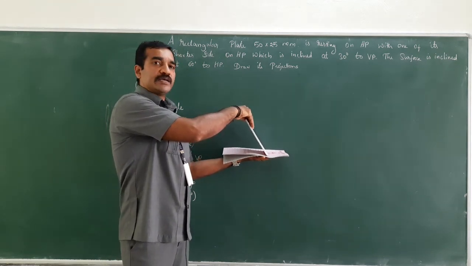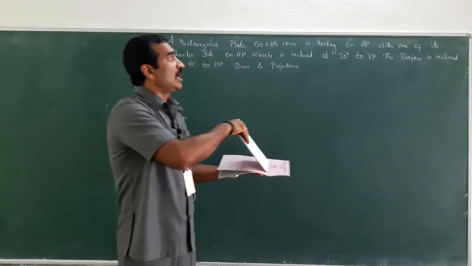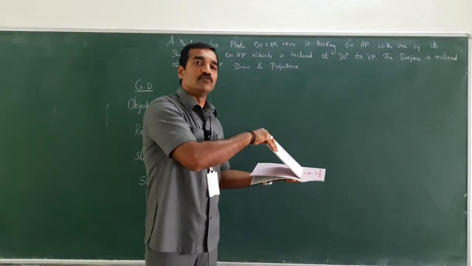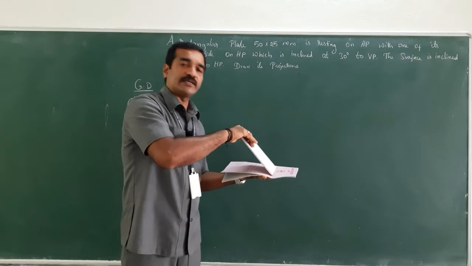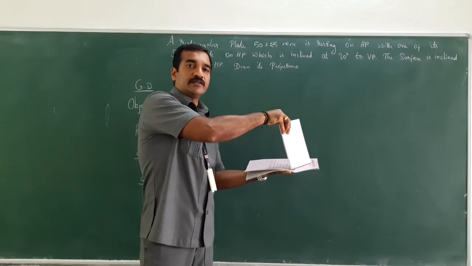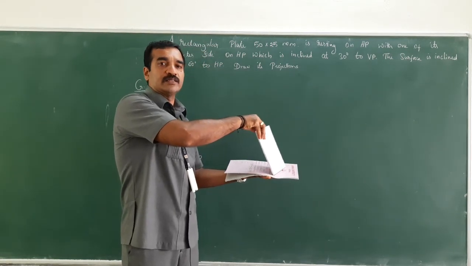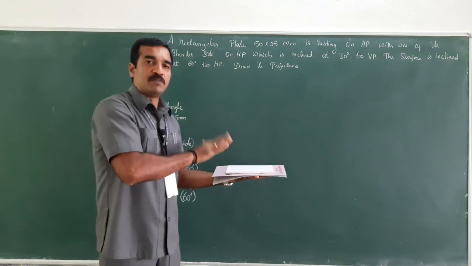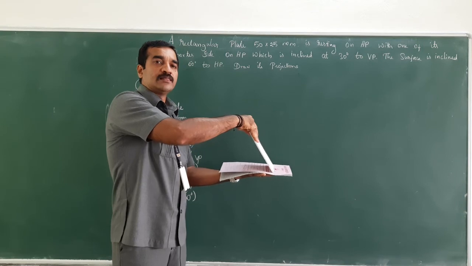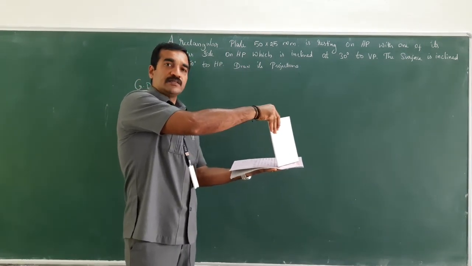Next, the third stage is for the edge inclination or any other special conditions. How is it inclined? The shorter side is inclined at 30 degrees to VP. Where is the shorter side? The shorter side is resting on the HP, and it is tilted further in this manner. So what are the three stages? First, the simple position, that is simple resting. Next, the surface inclination. Next, the third stage is the edge inclination. This is how.